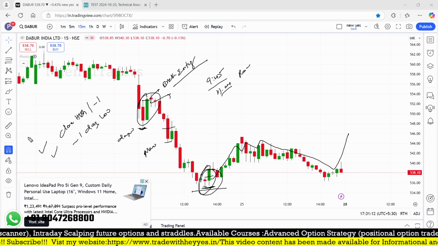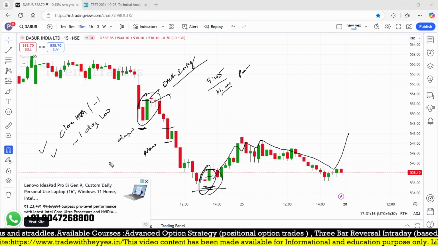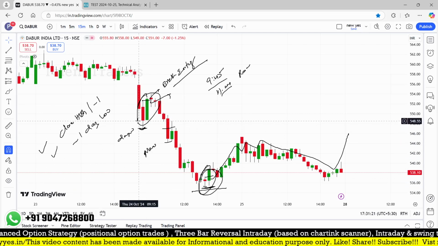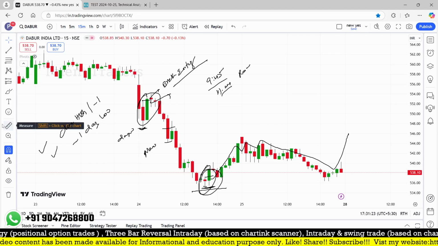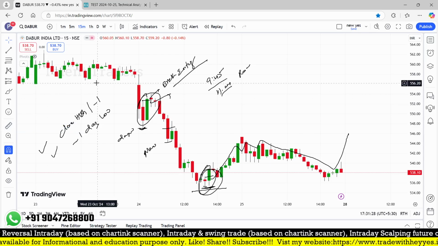So while selecting or creating a scanner, you should compare this kind of thing. It must never repaint. I hope you understood. Even in previous videos, there were some comments regarding the repaint.